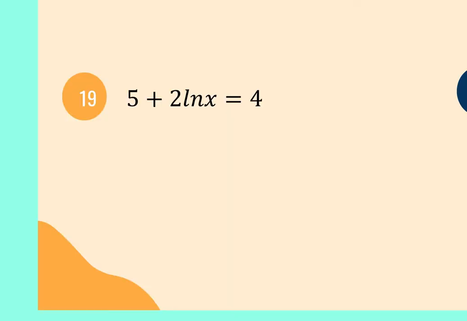What are you going to do first for 19? Subtract the 5. 2 ln of x equals negative 1. Then what? Before I can pick it up, though, you've got to get rid of the 2 on the front first. You can write that as 2 log base e of x. But before the e can go over and pick it up, you have to divide by 2. So now ln of x equals negative 1/2.